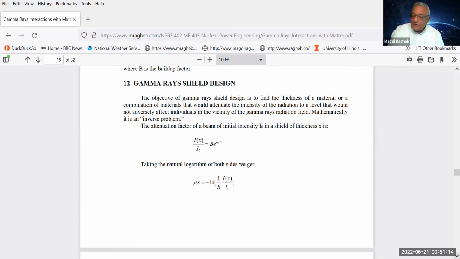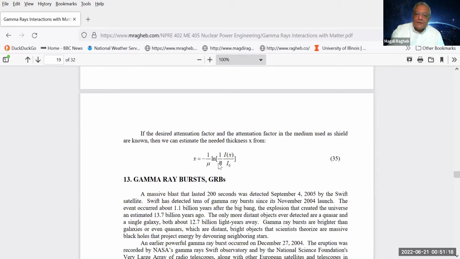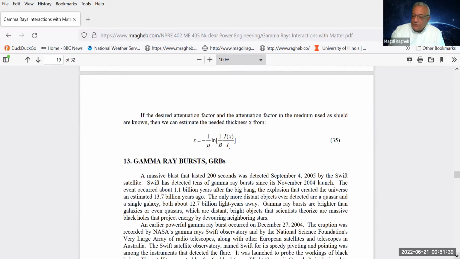And if you know the build-up factor B, and you take the logarithm of 1 over B, I of x divided into I naught, times 1 over the attenuation coefficient. I'll give you a problem. When you plug in numbers here for lead, you can calculate the thickness of the shield. That is more important to us. The I of x divided into I naught is the attenuation, or what we want in the shield.